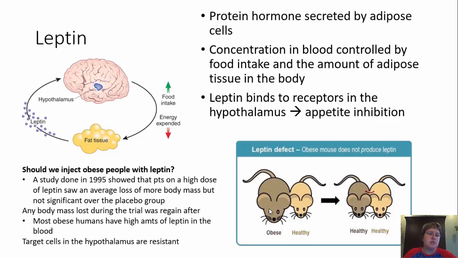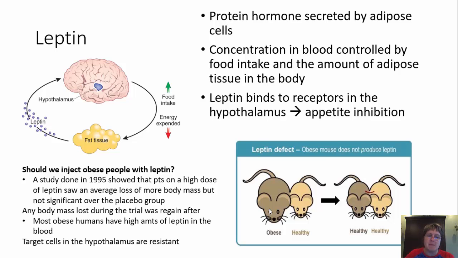So does that lead you to think, well, should we inject obese people with leptin? Would that help our obesity problem here in the United States in particular? Well, in 1995, a study was done that actually showed that patients that had a high dose of leptin, so they gave patients a range from a placebo all the way up to a high dose, and those patients that were on the high dose did see an average weight loss of more body mass, but it was not significantly higher than the weight loss over the placebo group. And any body mass that was lost was then regained as soon as the trial was ended.